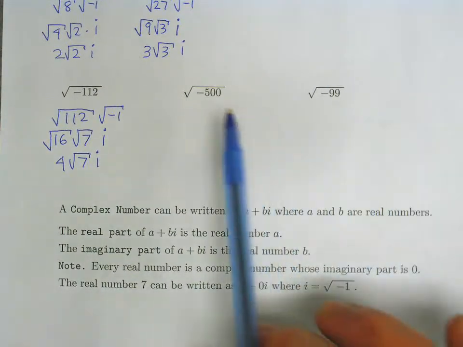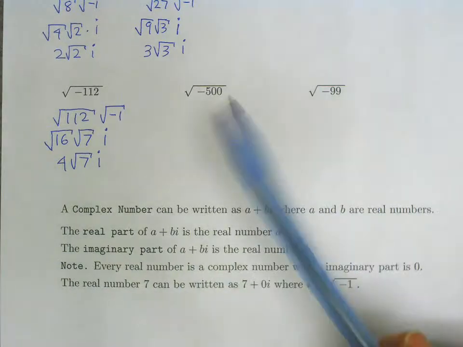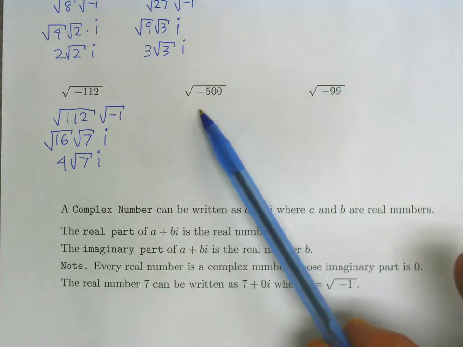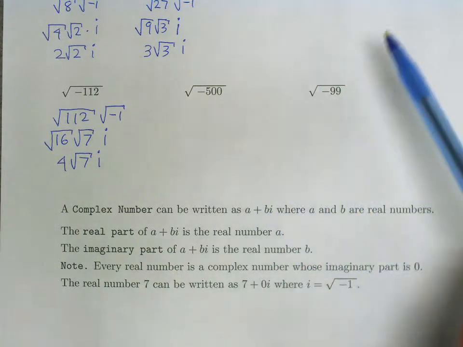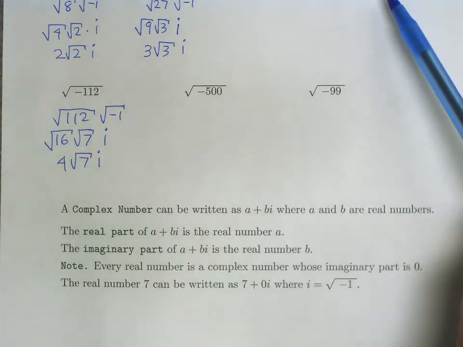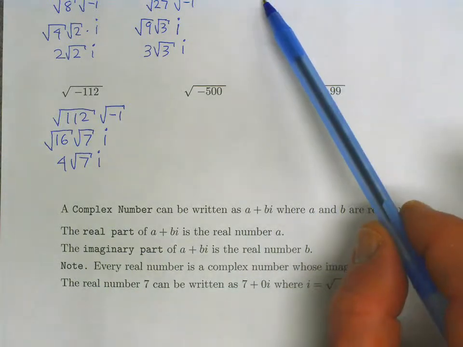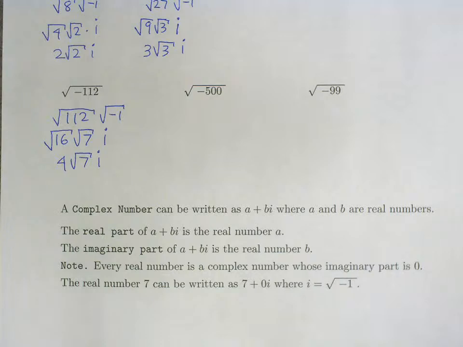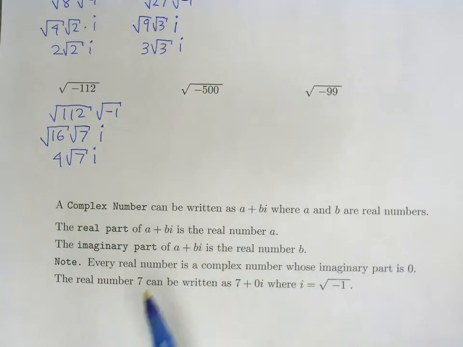Okay, I'll leave the other examples for you to do. It just involves using the square root of negative 1 equals i and what you already know about simplifying square roots. So there's a little bit more information about complex numbers.